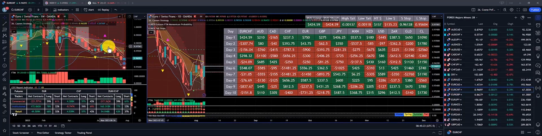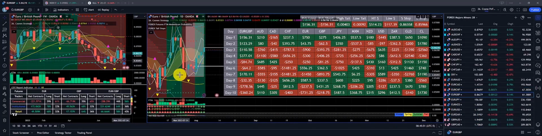Euro, Swiss franc, price action below the dragon on the weekly, above the dragon on the daily. Significant price action and crowding out on the long side for the commitment of traders report. Look for continued price action to the downside.